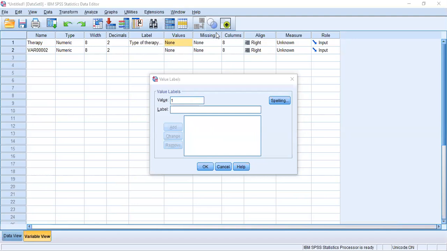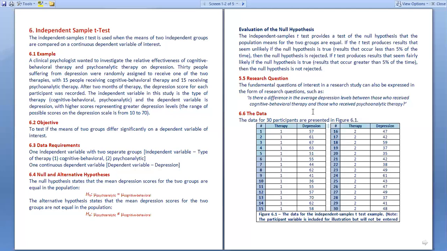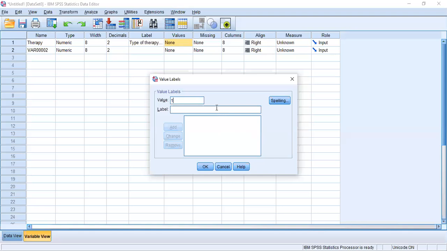So we have these two therapies. Number 1 is cognitive behavioral, and number 2 is psychoanalytic. So this is what we are having, and I'll be moving with that. So this is cognitive behavioral.